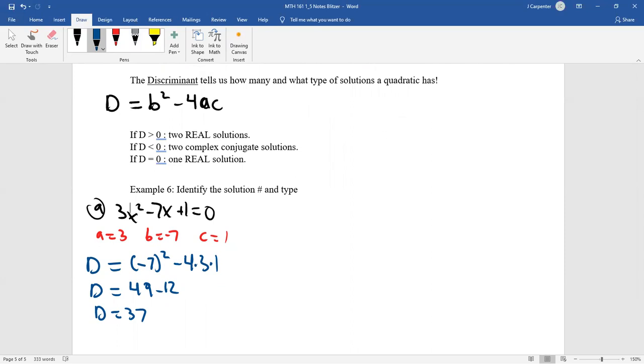Now, I don't care if this number is 37 or 59 or 2.7 or 1,000,001. What I care about is that this is a positive number. So the discriminant is positive. If the discriminant is positive, that means there's 2 real solutions. That's all we can say. I don't know what the solutions are. I did not solve it, but I can tell you there's 2 real solutions, and that has massive, massive implications to the graph, which I will illustrate after example B.